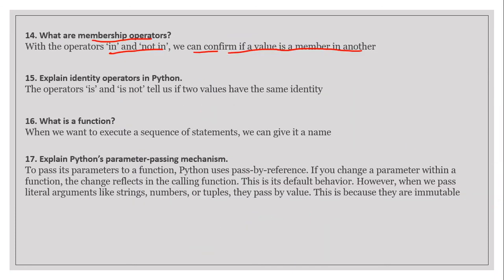Explain identity operator in Python. The operators is and is not tell us if two values have the same identity.